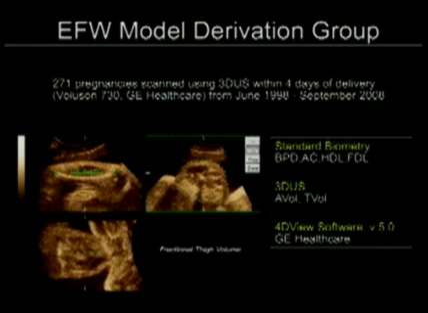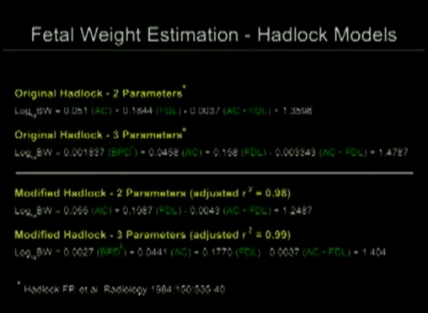And we studied 271 pregnancies that were scanned using 3D ultrasound within 4 days of delivery. And we took standard biometry and also the AVOL and TVOL, and used the GE VOCAL platform and software. And these are the original Hadlock formulas looking at AC and femur length, and BPD, AC and femur length. These are the modified formulas based on our own population that are analogous to the original Hadlock models.